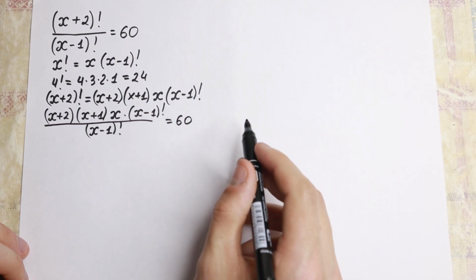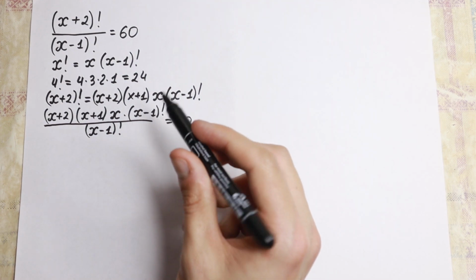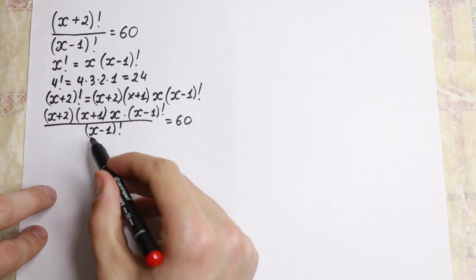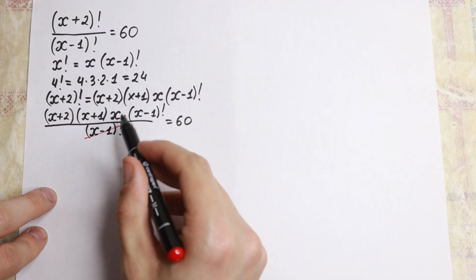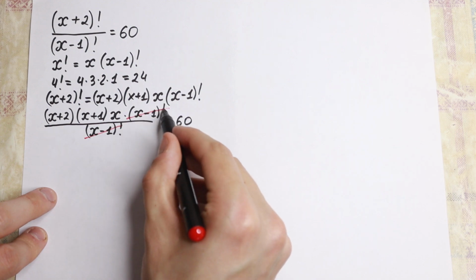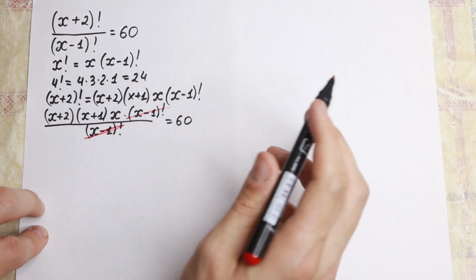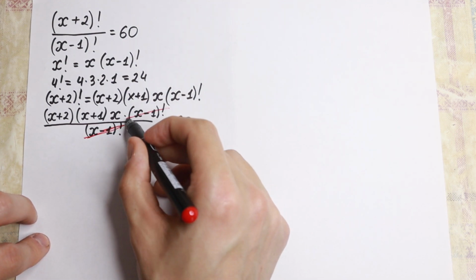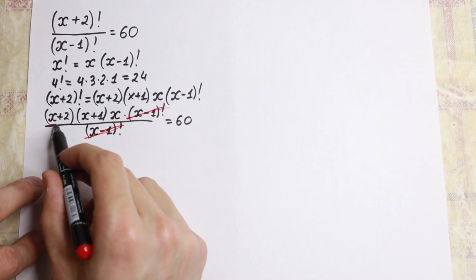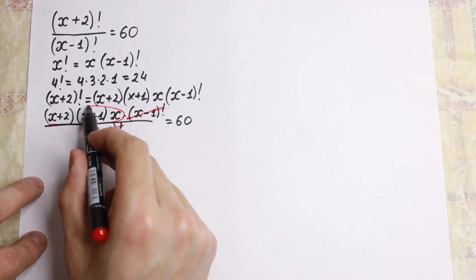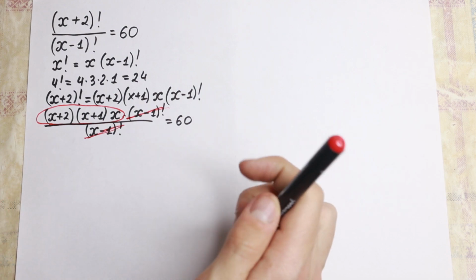So as you can see right now, we can cancel this (x minus 1) factorial because we have the same in our denominator and in our numerator. I hope you understand this step. We just cancel our (x minus 1) factorial. We just cancel this. So we will have only this expression equal to 60.